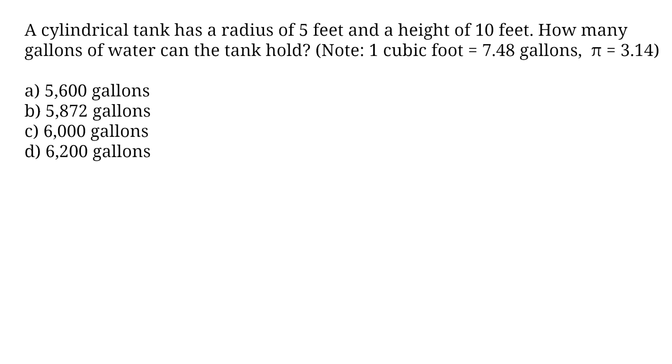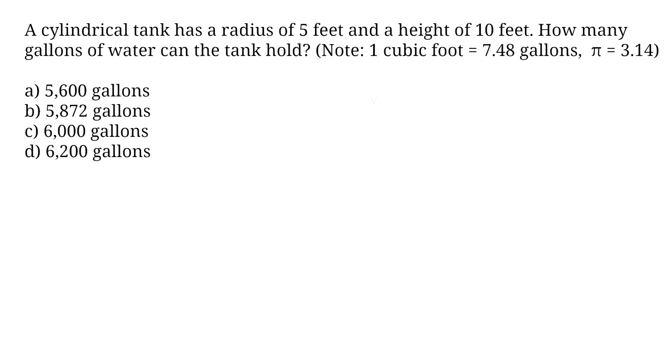A cylindrical tank has a radius of 5 feet and a height of 10 feet. How many gallons of water can the tank hold? Note, 1 cubic foot equals 7.48 gallons. Pi is 3.14. A. 5,600 gallons. B. 5,872 gallons. C. 6,000 gallons. D. 6,200 gallons. For this question, we are finding the volume of a cylinder.